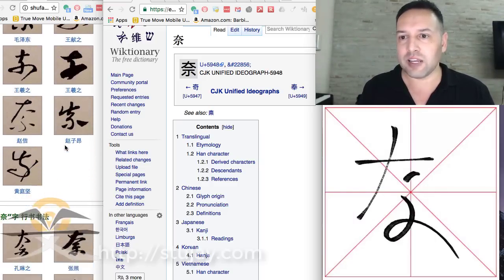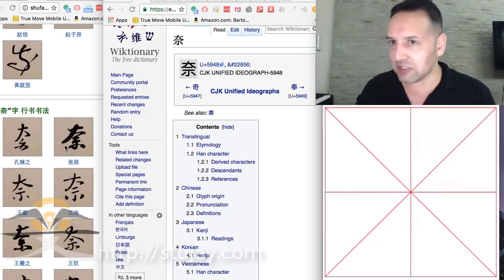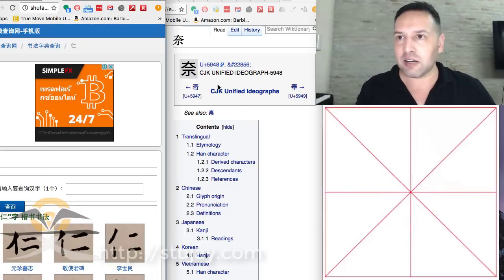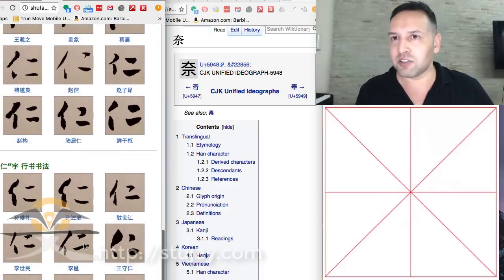And it basically looks like the Japanese hiragana na. So na, ni, nu, ne, no. Now, where did ni come from? This is our ren in standard Chinese. We'll get down to the Xingshu.